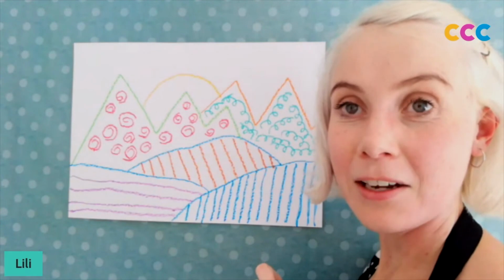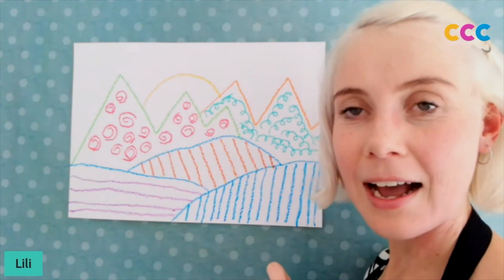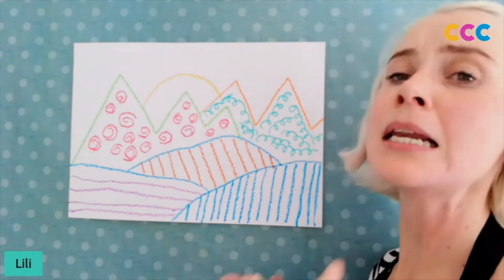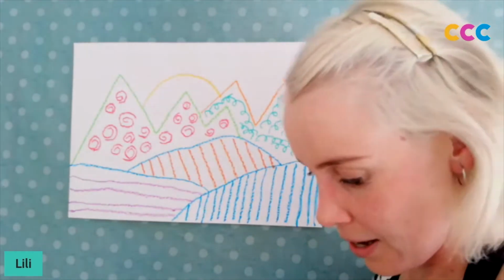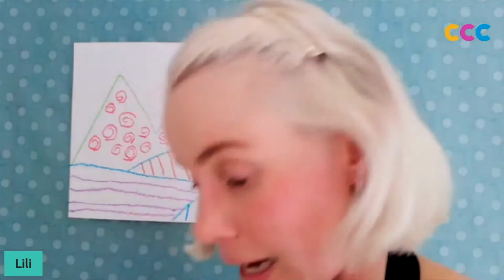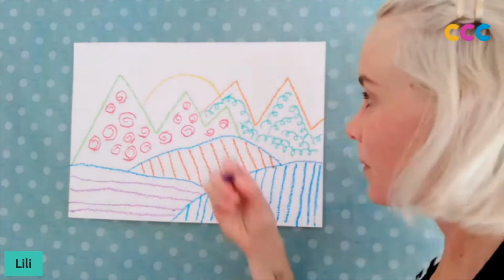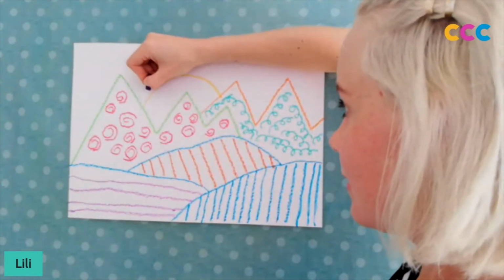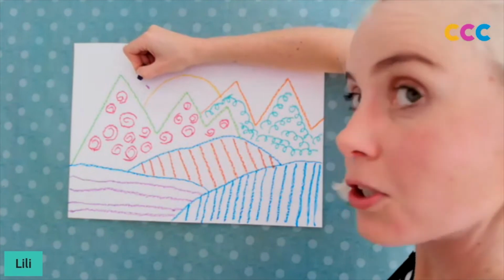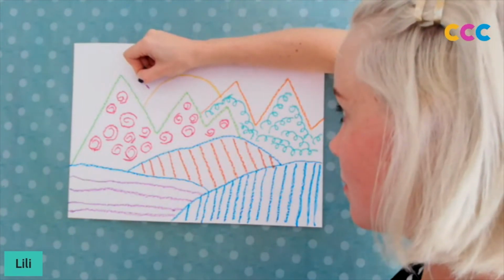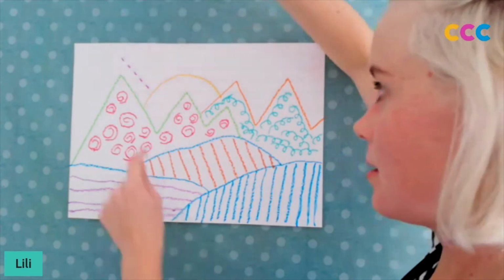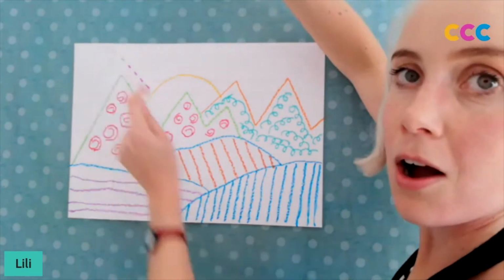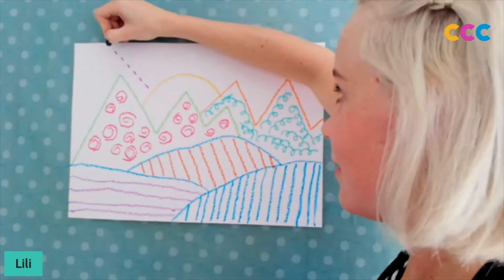Okay. Now to create the sun rays, I'm actually going to use yet another sort of line. We call it a dash line. I'm going to use a darker color for you guys to see. Okay. So a dash line are short little lines that make one nice long line.